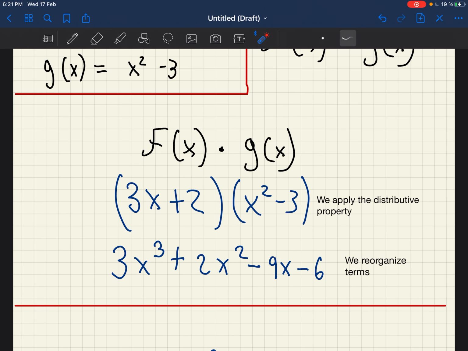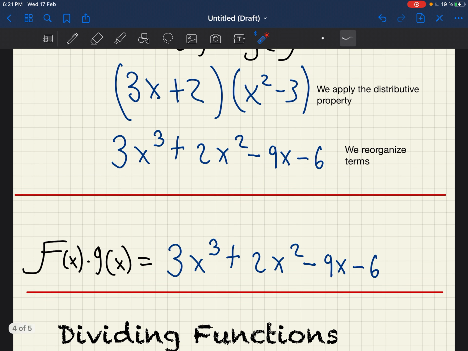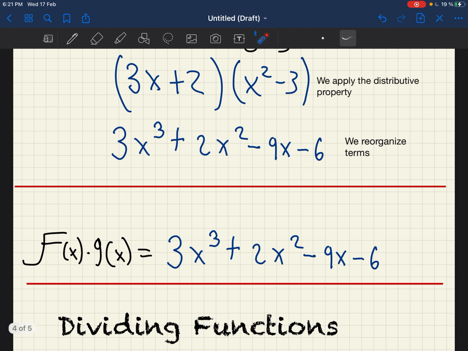Now we have 2 times x squared, which will give us 2x squared. And then we will get 2 times minus 3, which will give us minus 6. So basically, we are just using the distributive property in order to get the result. So we'll have f of x times g of x is equal to 3x to the third power plus 2x squared minus 9x minus 6.